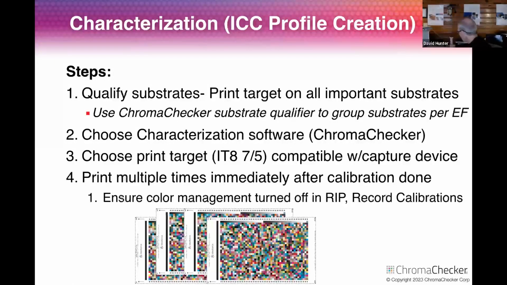And oftentimes, we did this, I've got a screenshot I can show you, where we actually printed this target on 30 different substrates. And all I did was measure this bar 30 times, which is about 10 seconds per bar. And then I use ChromaChecker's grouping capability to group the prints, and then we organize them in the groups.